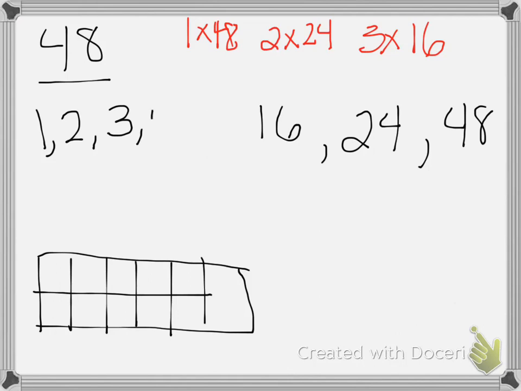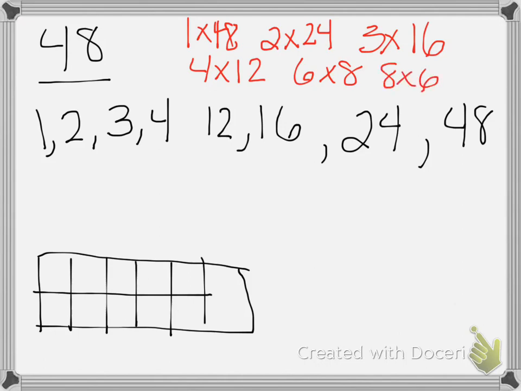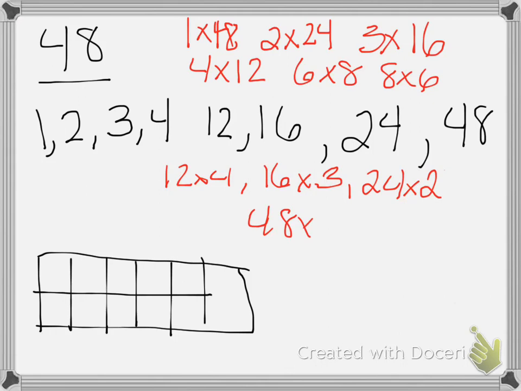Next, I know 4 can go in, and 4 is going to go in 12 times. So I would have a 4 by 12 square. Next, I'm going to have a 6 by 8 square. And then you're going to flip all of the ones we've already done. So we have a 6 by 8, so then we're going to have an 8 by 6, a 12 by 4, a 16 by 3, a 24 by 2, and a 48 by 1. So these problems were pretty simple.